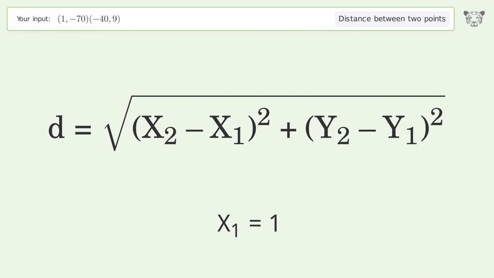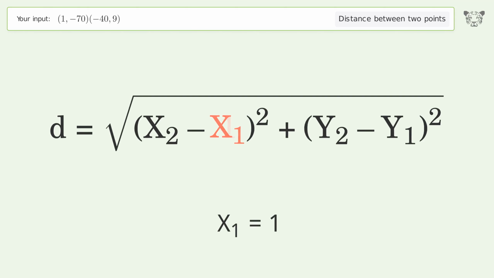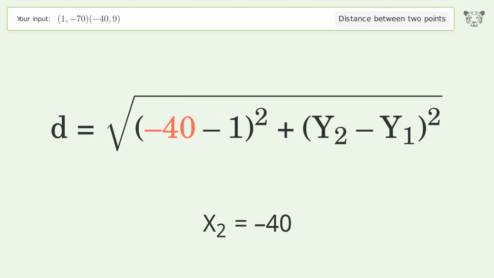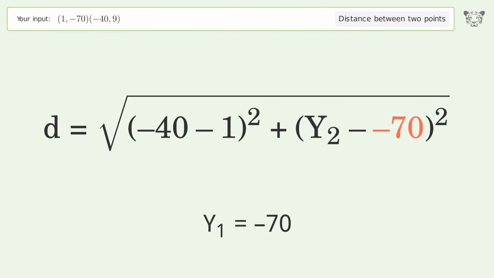x1 equals 1. x2 equals negative 40. y1 equals negative 70. y2 equals 9.